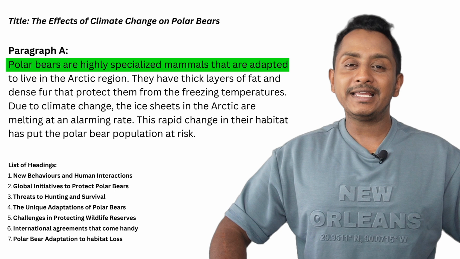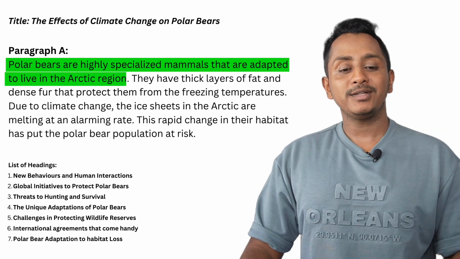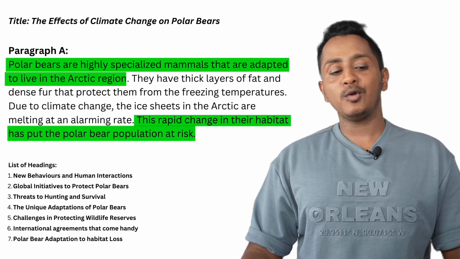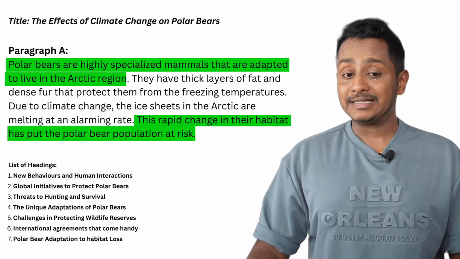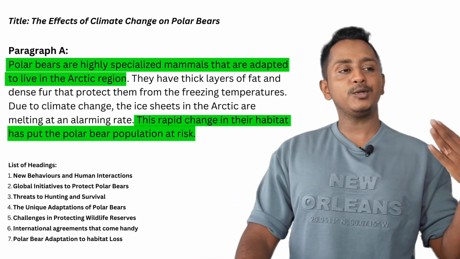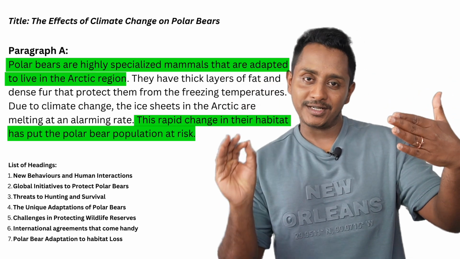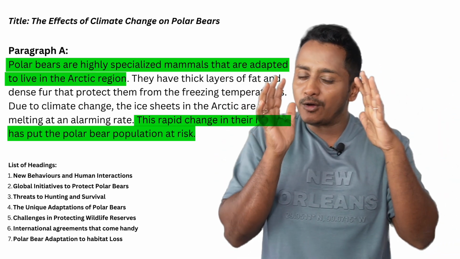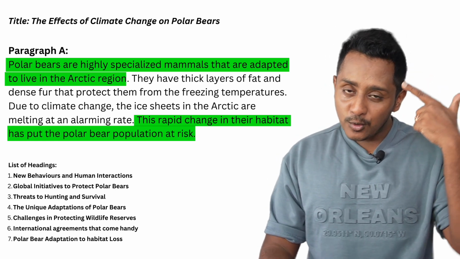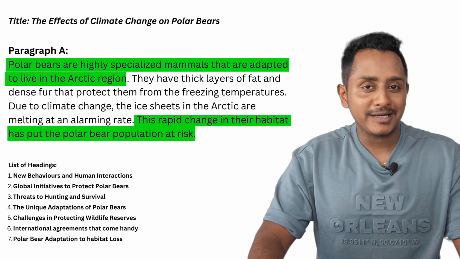Polar bears are highly specialized mammals that are adapted to... it's talking about adapting to the environment. The last line: this rapid change in their habitat has put the polar bear population at risk. Probably what I understood from this is polar bear is able to adapt, and in the end they are telling because of this problem its population is at risk. This is what I read, I got the gist of it. If you want you can read full, but now let's apply step 1 and go to the list of headings down, and understand if anyone goes perfectly with it.